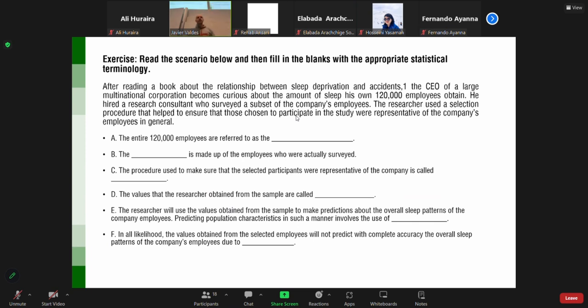Okay, now do this exercise if you have understood this, please. You have to read the scenario below and then fill in the blanks with the appropriate statistical terminology. I have provided you now with some concepts. You have been taking notes, and now you should be able to fill in the blanks.